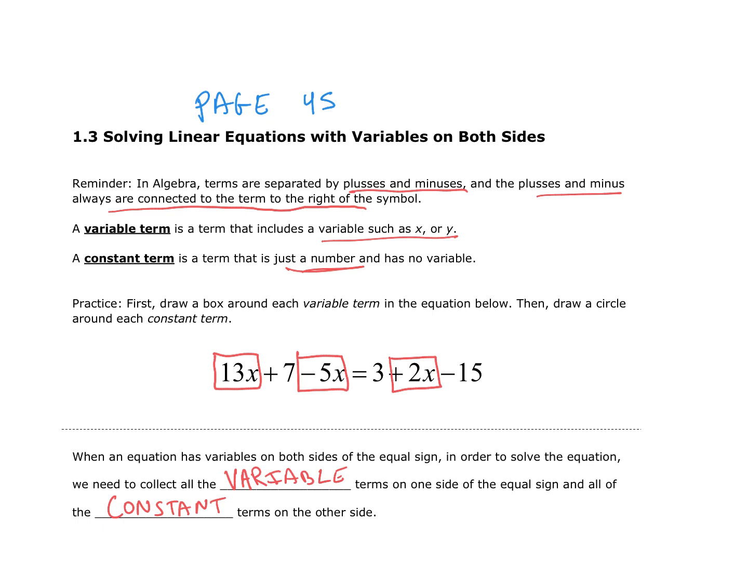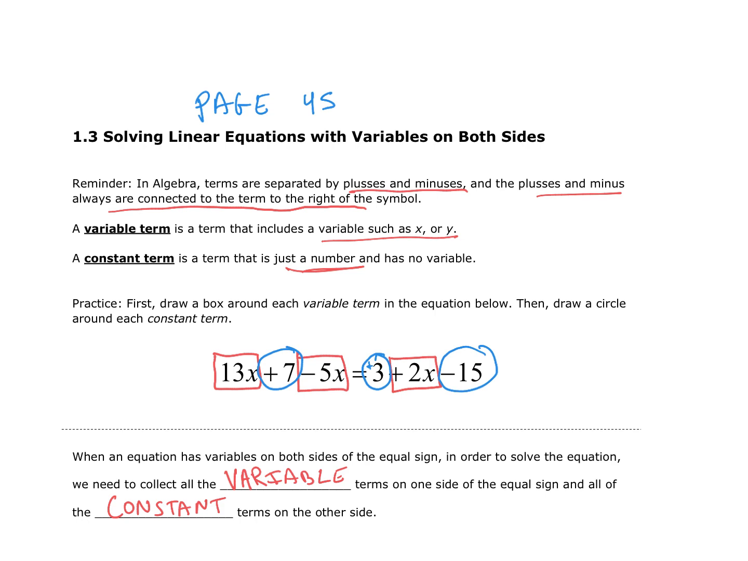Then it says draw a circle around each constant term. So those are the ones that don't have variables, like the plus 7, and notice I circle the plus. The 3, which is really a positive 3, has an invisible plus in front of it. And then the minus 15, make sure you circle the minus.